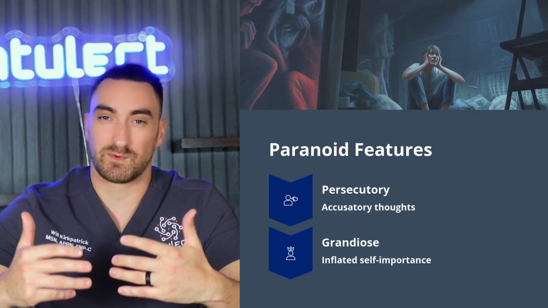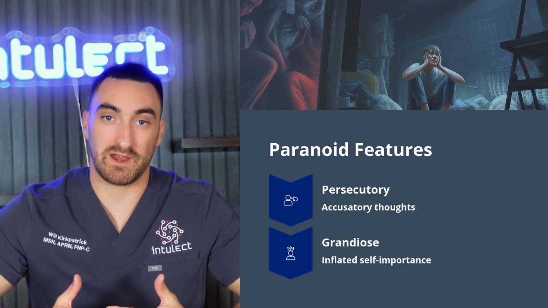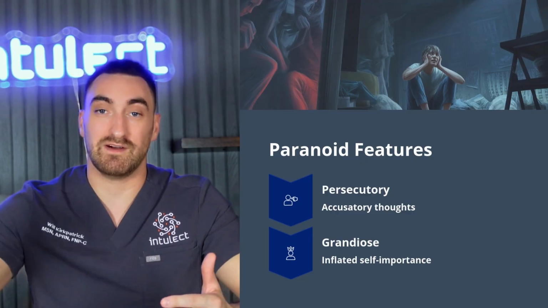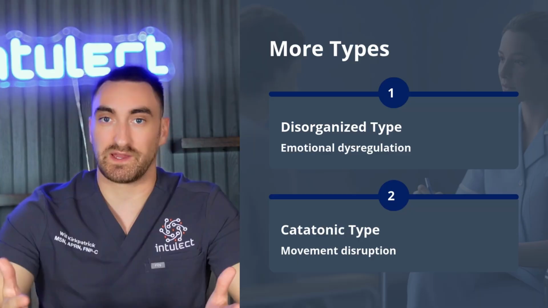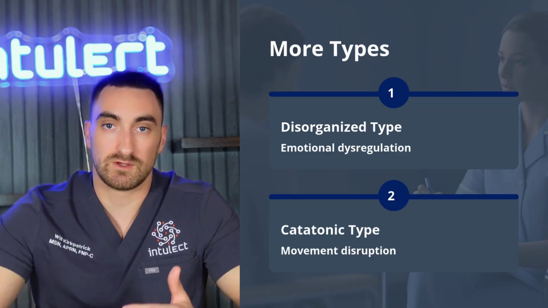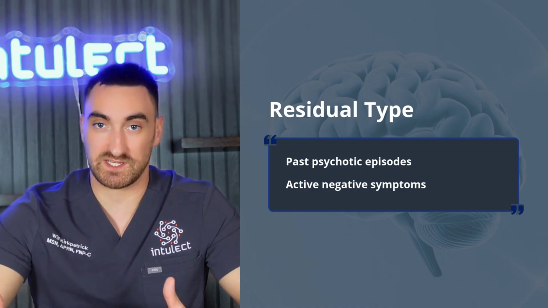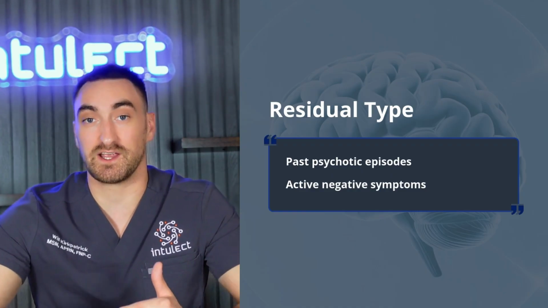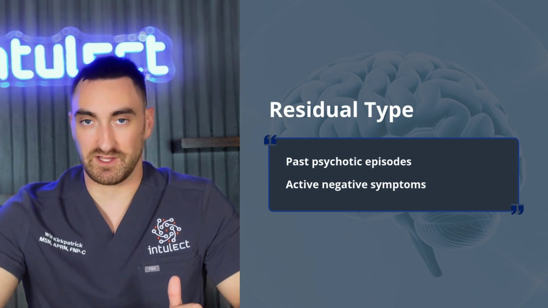It also involves persecutory, so always accusing things, and also grandiose, so they think they are very important or have a higher hierarchy than other people. There's also disorganized, so that's a dysregulation of emotional expressions. There's catatonic, which is the disruption of movement. And there's even a residual type of schizophrenia, which includes past psychotic episodes, but they are actively still having negative signs and symptoms of schizophrenia, which we'll get into.